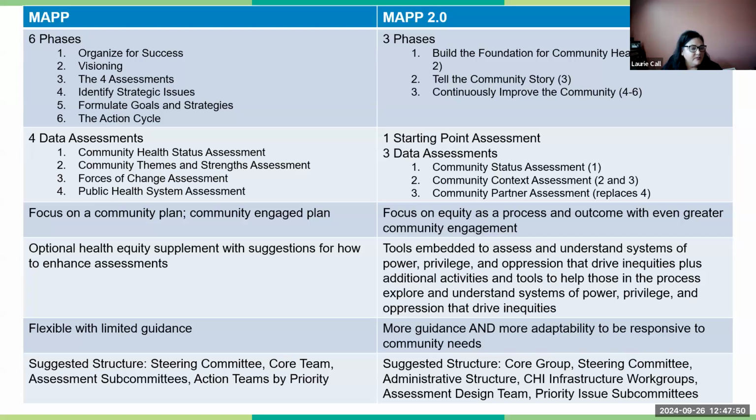throughout the process. The original MAP was intended to be flexible with guidance, and this has even more guidance and more adaptability to be responsive to community needs. And then finally, the suggested structures for how you organize things are a little bit different. There are actually more suggestions for structure. So when you're engaging people, there are lots of opportunities for really defined roles that they can play. So that's just a high level overview. And any of you who have used MAP are familiar with the differences between MAP 1.0 and 2.0.